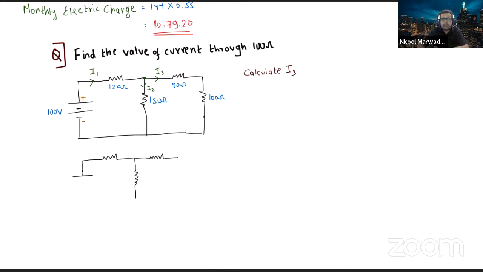Now I am redefining the problem. What they asked is to find the current through the 100 ohm. With analysis, I found that I have to find I3, and I3 is the current through the 100 ohm. If I merge these two, I3 will be the same. I3 will not get changed. I am redefining the problem, I am simplifying the circuit. Make it parallel.